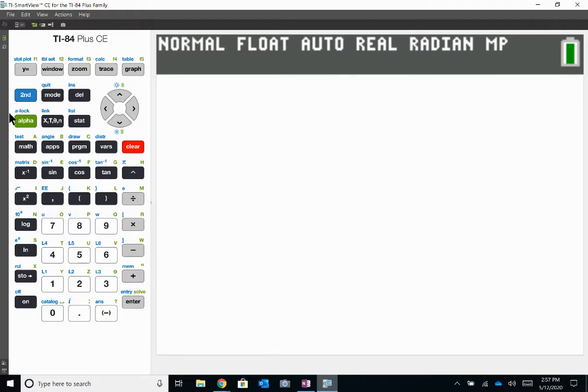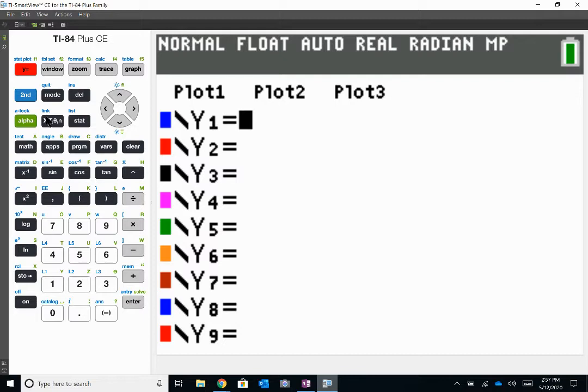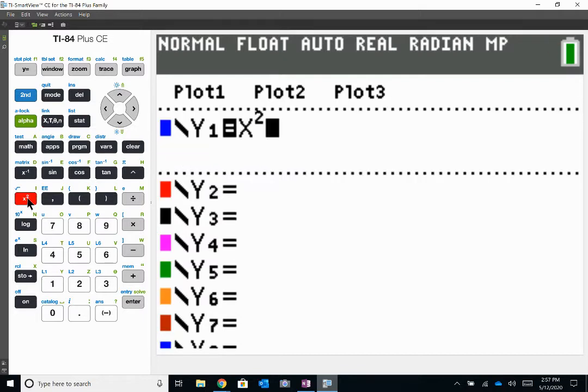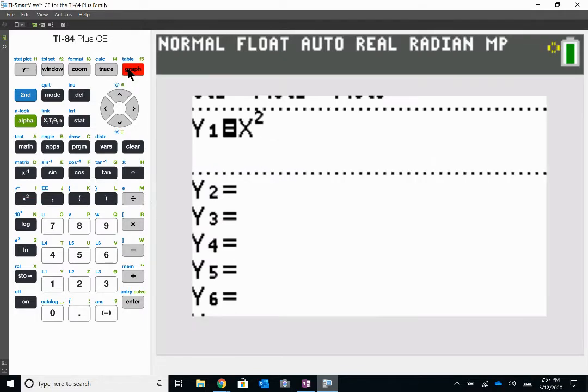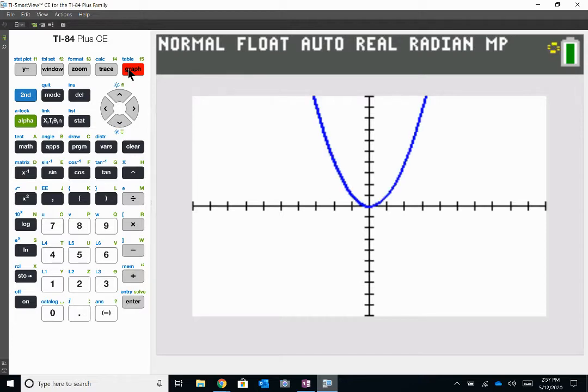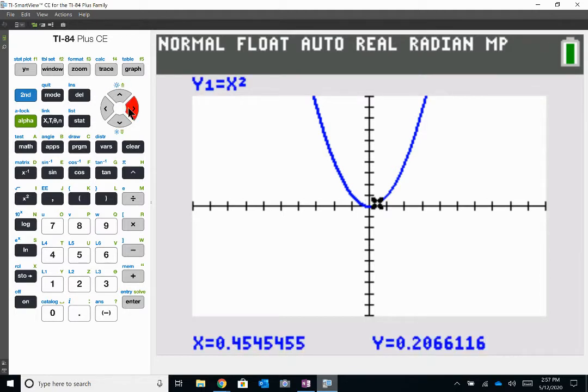Go to your calculator, press Y equals, enter X, and then square it and graph it. And you see the classic x squared function, which is a quadratic function. You can use the trace button to show you points on the graph. You can go left or go right.